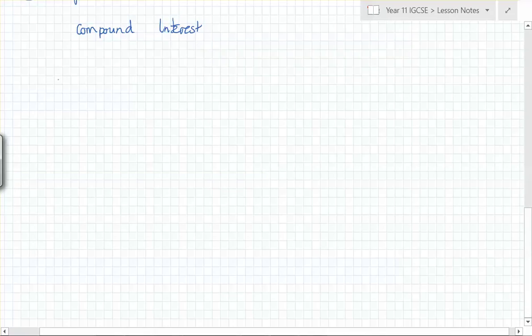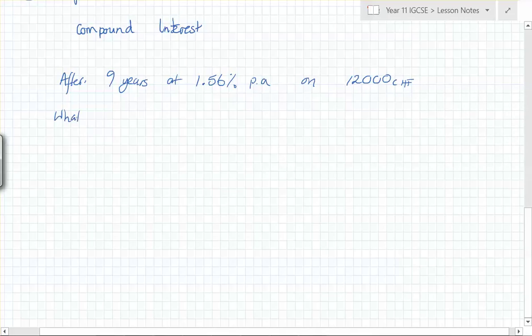So if I said to you, after 9 years at 1.56% per annum interest rate on 12,000 francs, what is the cost of the loan?